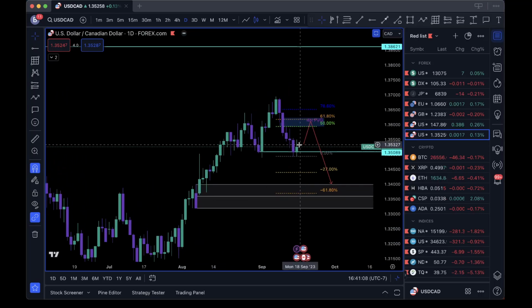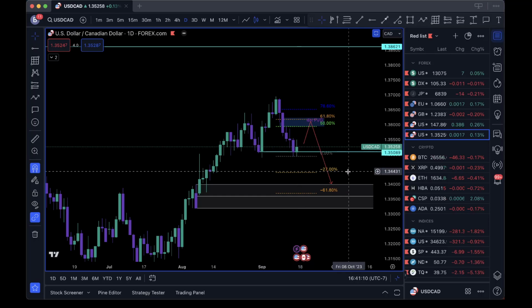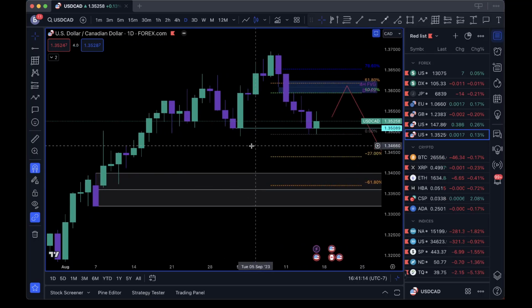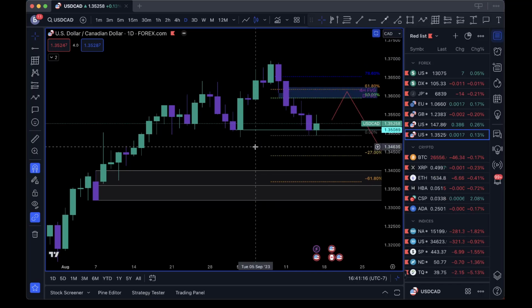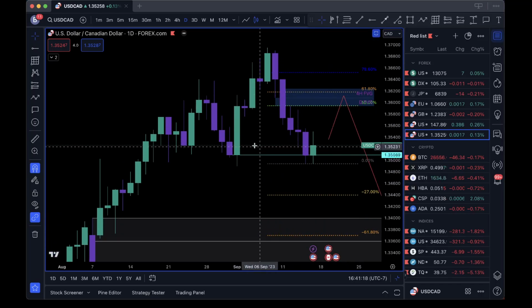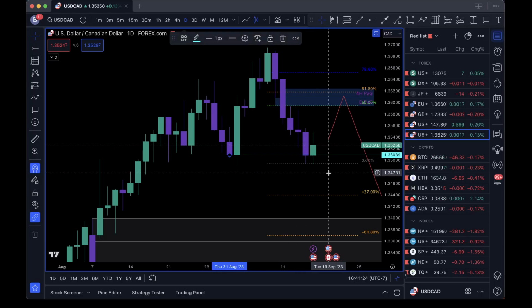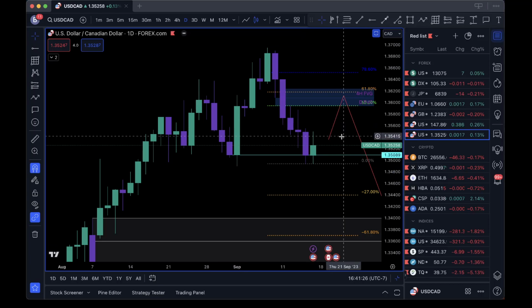But we did get that close. To me, that's very convincing for more downside. The fact that we closed below this, like it's right on it, but it's just below it, guys. Let me know your thoughts.